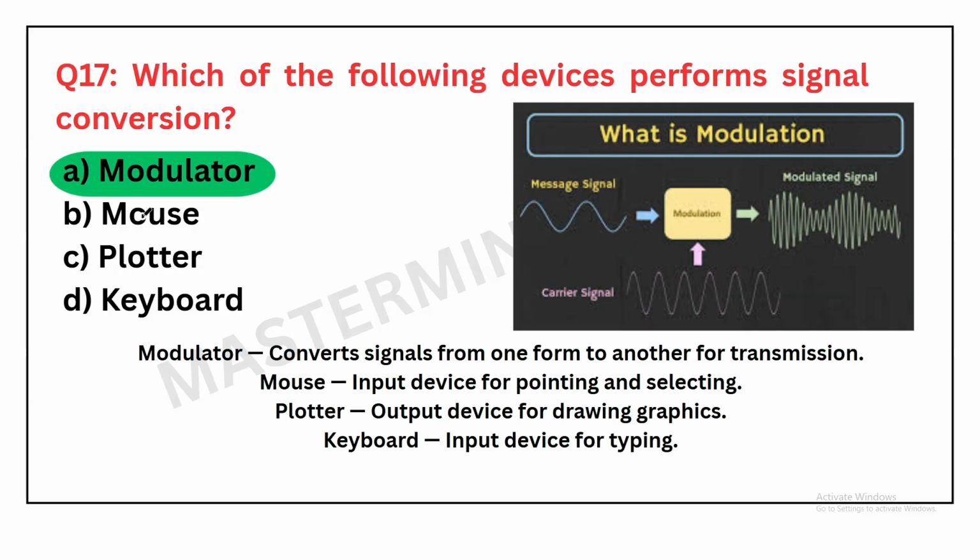The right answer is option A, modulator. A modulator converts signals into a suitable form for transmission over a network or a communication channel.